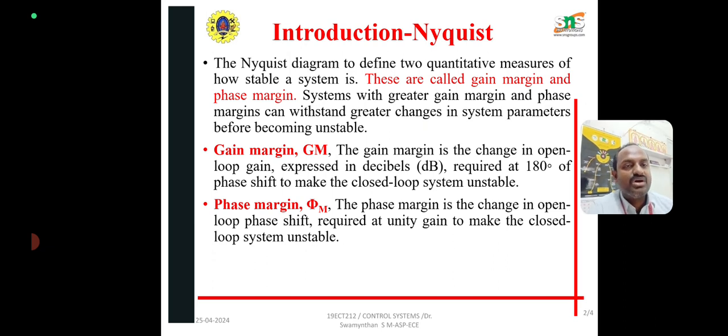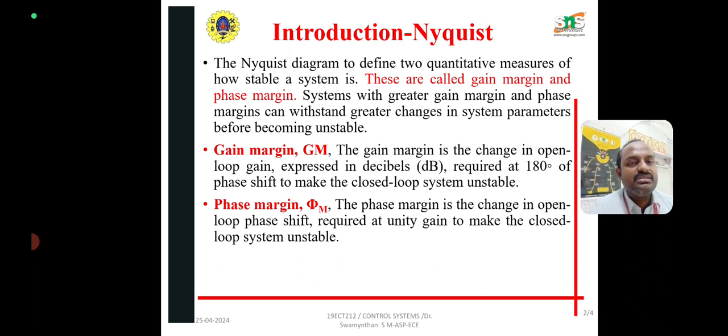Next, the gain margin is the change in the open loop gain, expressed in decibels, which is required at 180-degree phase shift to make the closed loop system unstable. Next, the phase margin, phi m. The phase margin is the change in open loop phase shift required at unity gain to make the closed loop system unstable. So first, we just make the comparison.